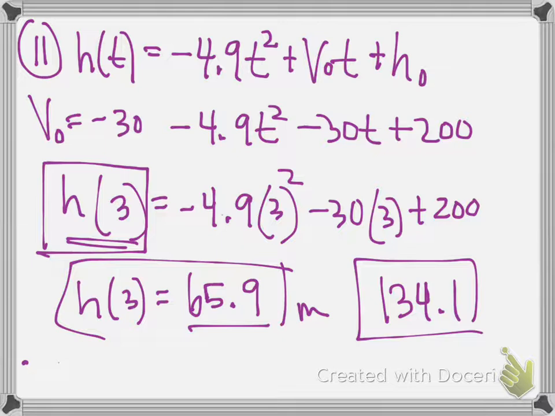Problem number 11. How far will an object fall in 3 seconds if it is thrown downward at an initial velocity of 30 meters per second from a height of 200? So my initial height is 200, so I plug that in. It's meters, so I'm doing negative 4.9. I'm using that equation. I'm throwing it down, so my velocity is negative 30.